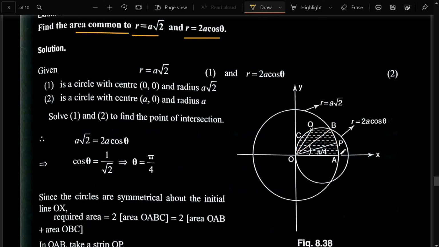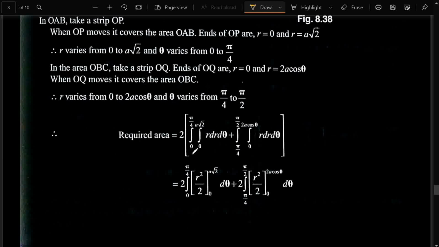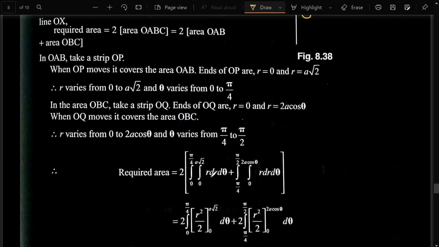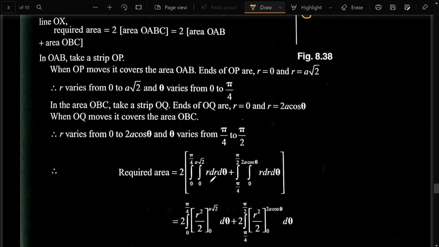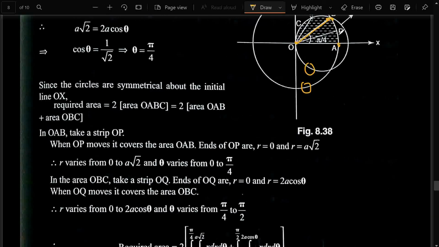From here to here, it's equation of a bigger circle. From here to here, it's equation of a smaller circle. So this line separates these two. So for this you have to take two separate double integrals, and then you have to add it. So two separate integrals, and how do you get this limit? It's nothing but 0 to equation of a bigger circle, I mean equation of a smaller circle.